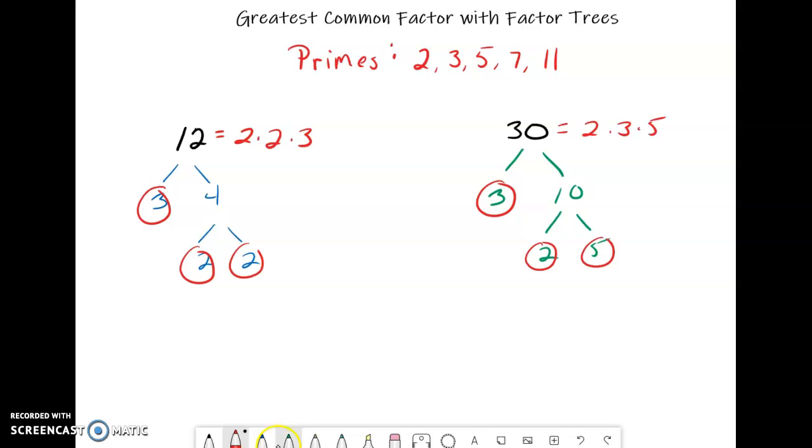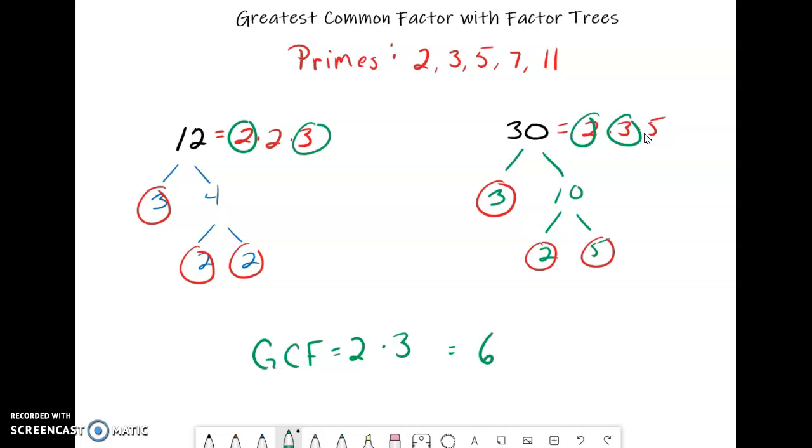Notice I put them in order, and I group my numbers together. So to find my greatest common factor, I'm going to have the greatest that is common to both. So I look over here, I've got 2, 2, and 3. And for 30, I've got 2, 3, and 5. So I want to see what is common. So they both have a 2 in it, and they both have a 3 in them. So once I multiply this, it is 6 is my greatest common factor.